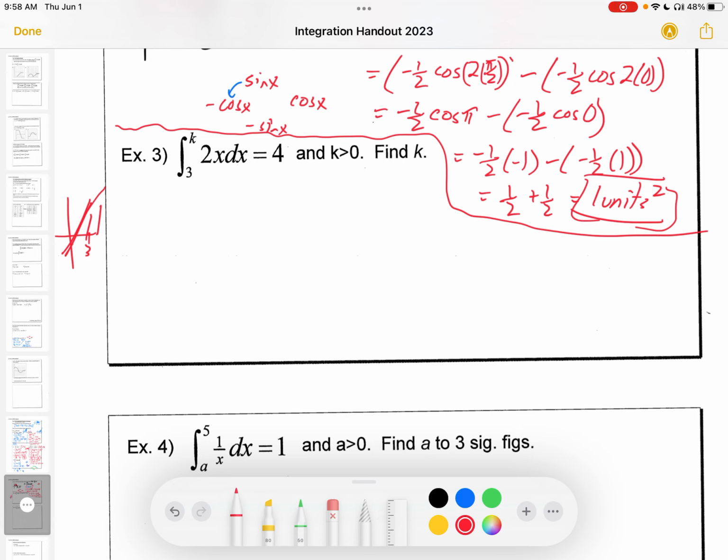So we'll just go through our regular stuff. Okay, so the antiderivative of 2x is x squared. The boundaries are 3 and k.